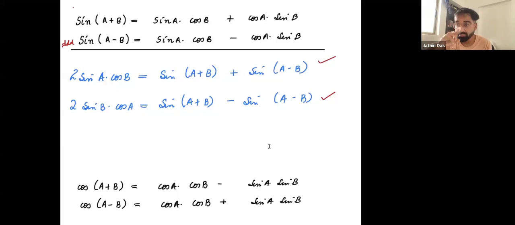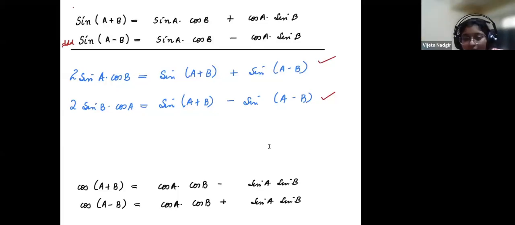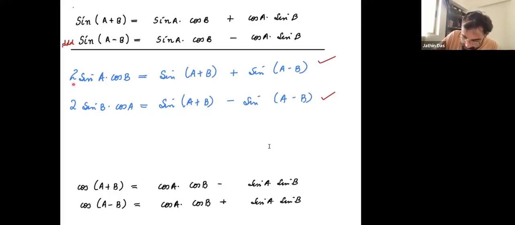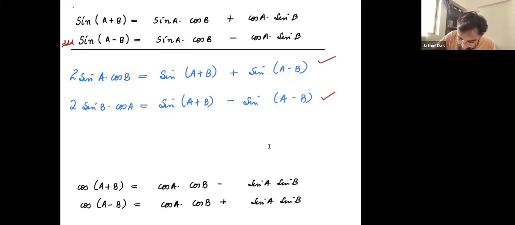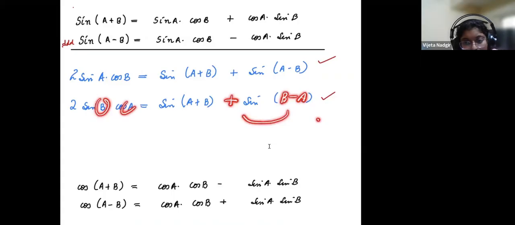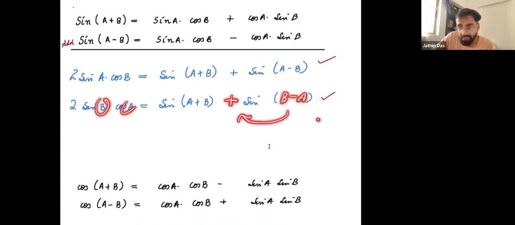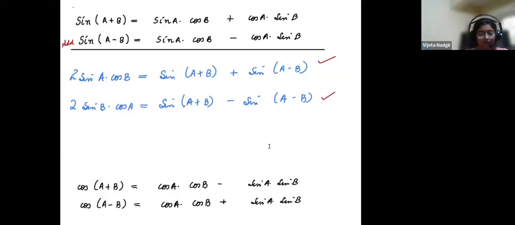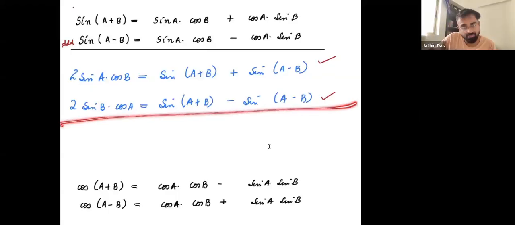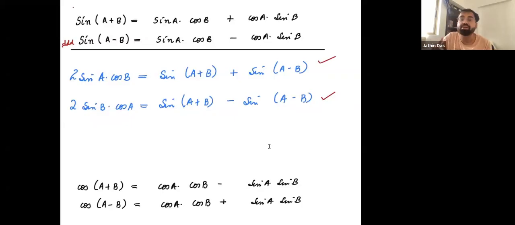Got it? I didn't understand the last part. I'm saying when I'm taking 2 sine of cos, I take the sum first and write sine. Then I take sine a minus b. Here also it is sine b minus a only. And plus, that I changed near sine. That's all I'm saying. Otherwise you study it like this. If you directly study it like this also, it's fine.